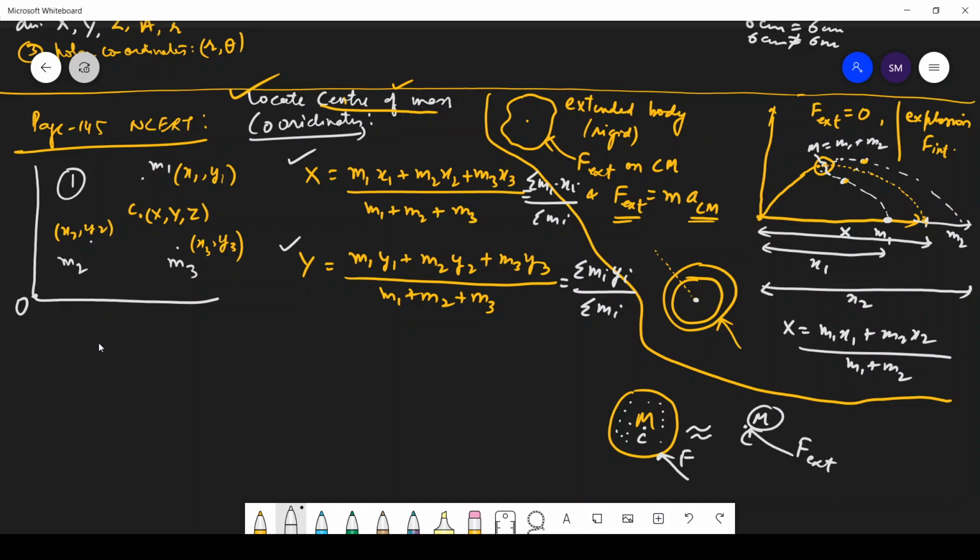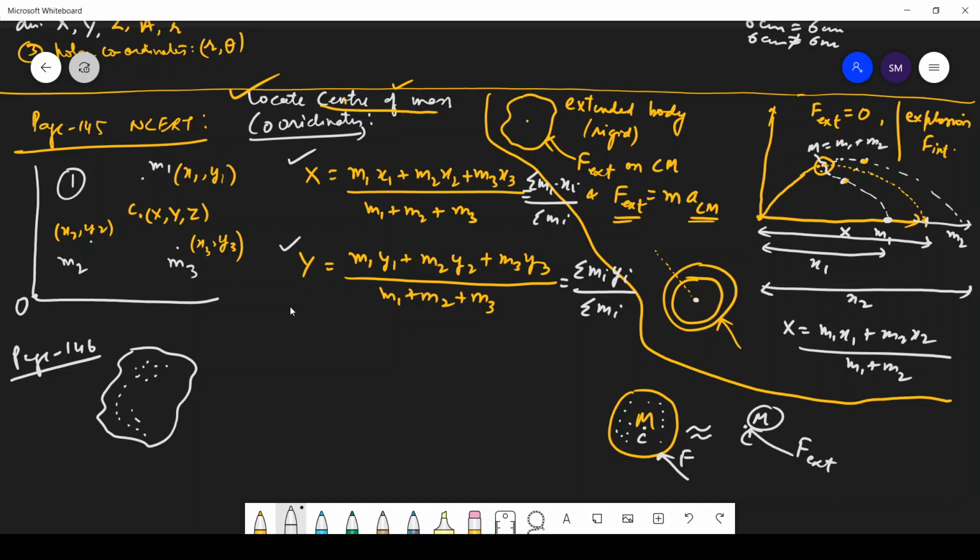Now turn to page 146. Now suppose instead of these discrete objects, meaning these countable objects, you have an extended body. So lots and lots of particles are there in the body, and you cannot write them in this way. So how are we going to write it? What is the method? I am going to read from page 146.